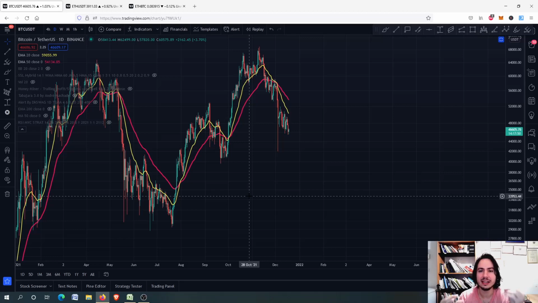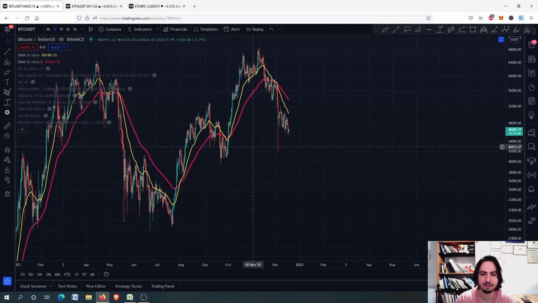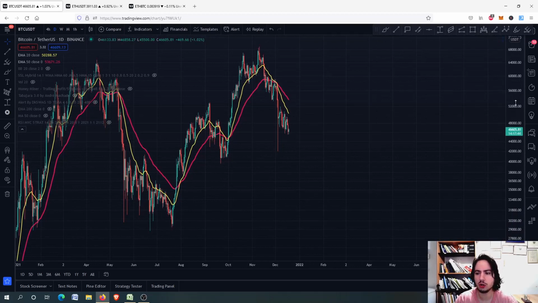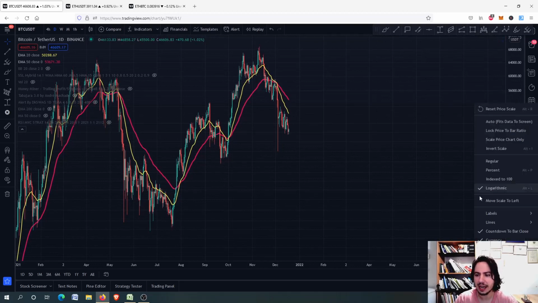Let's proceed quickly into the Bitcoin chart first. What I want you to do is go onto the price scale, right click, and use the logarithmic price scale right there. Not the regular, the logarithmic.